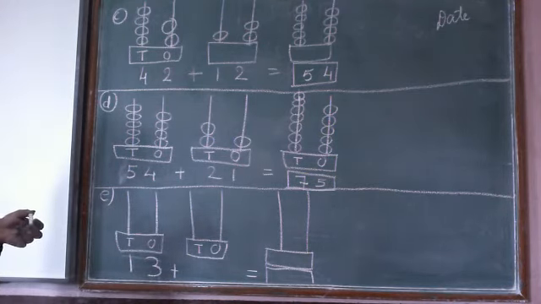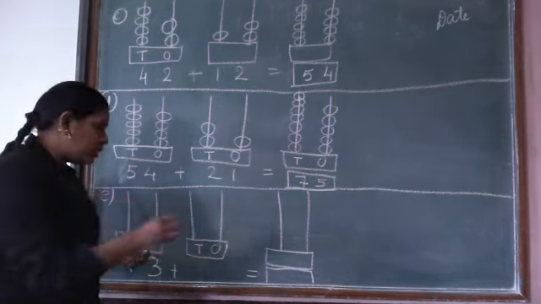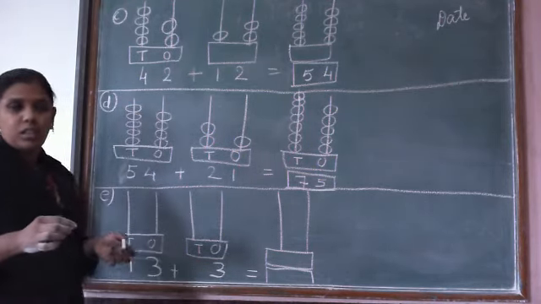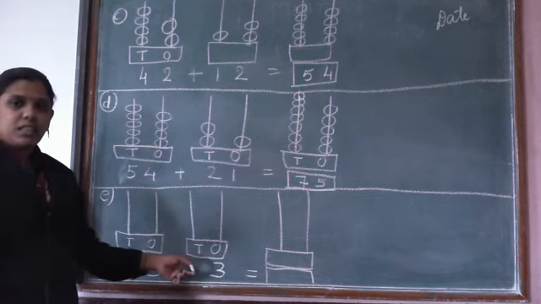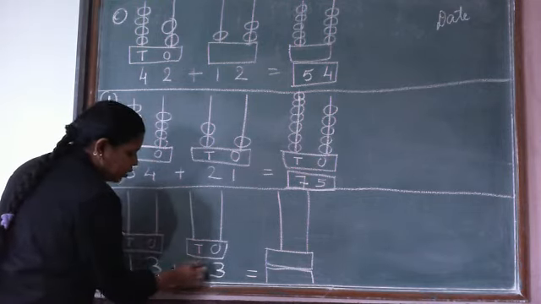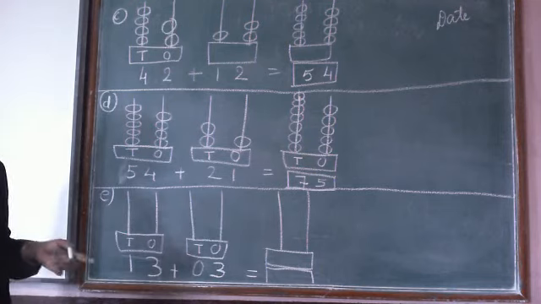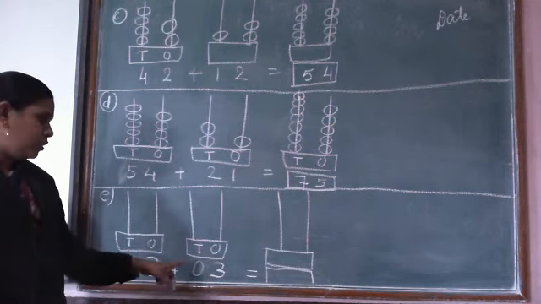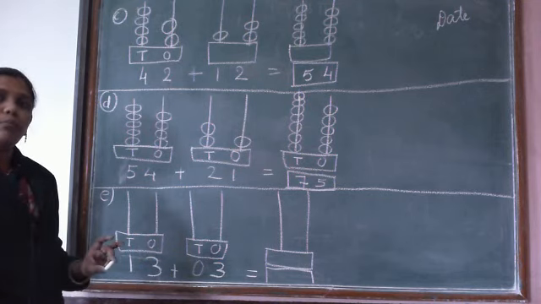And what is the number here? 3. Only 3 is there. That means what is the place value of 3 here? Tens. So write here 3. And the ones place is not written. So I am writing here 0, because the ones digit is not there. If you want, you write 0. Otherwise you can leave it blank also.